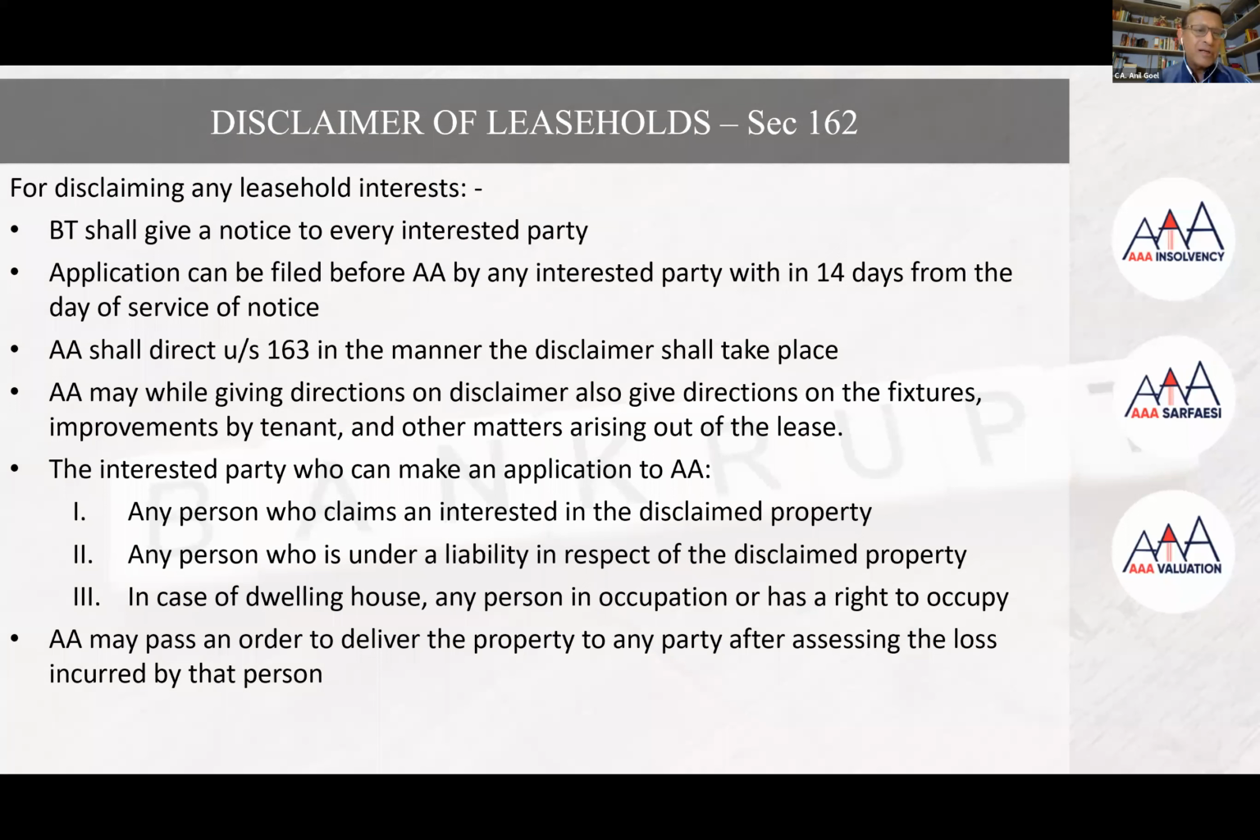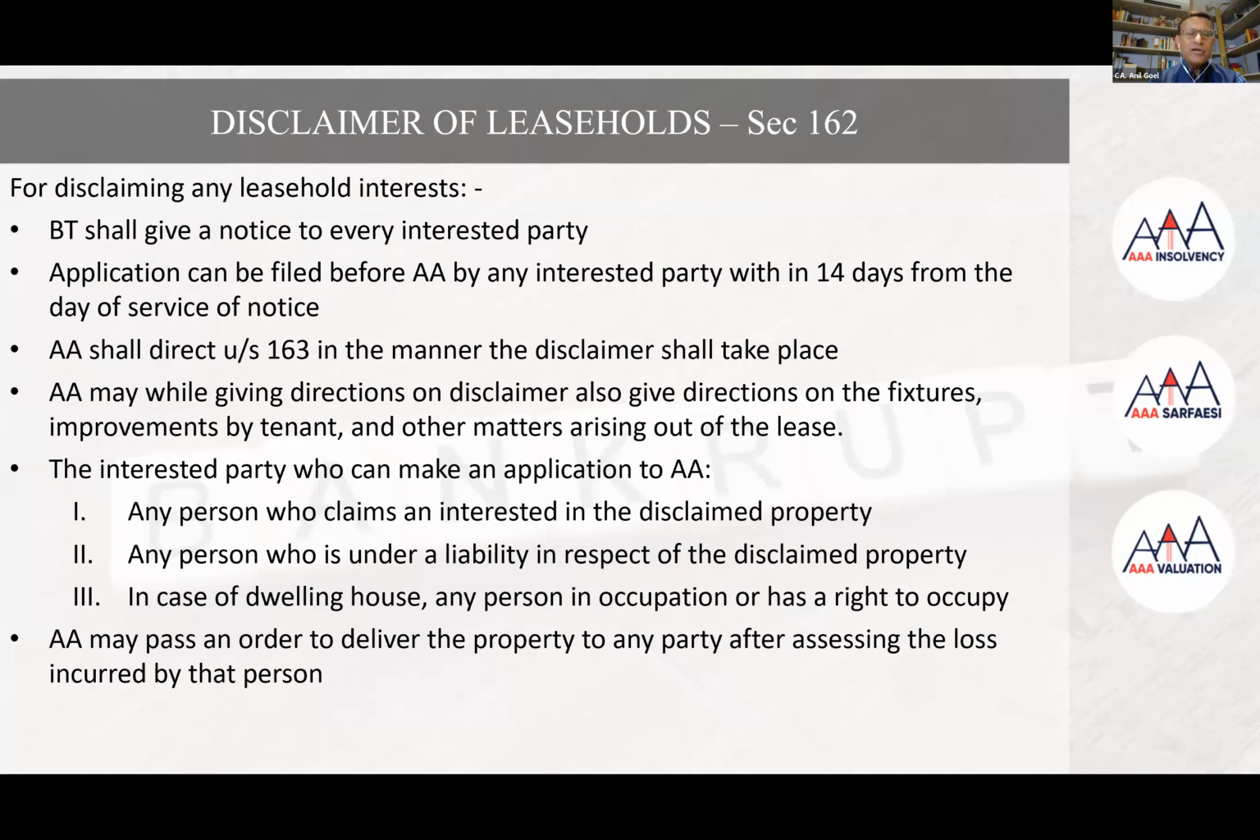Another concept is disclaimer of leaseholds, section 162. For disclaiming any leasehold interest, the BT shall give a notice to every interested party. An application can be filed before the adjudicating authority by any interested party within 14 days from the day of service of notice. So in case there is any leasehold interest available, where the BT is supposed to pay the lease rent, the leasehold rights can be disclaimed by the BT, and then the interested party can file an application to the adjudicating authority, and the adjudicating authority shall direct under section 163 the manner in which the disclaimer shall take place.